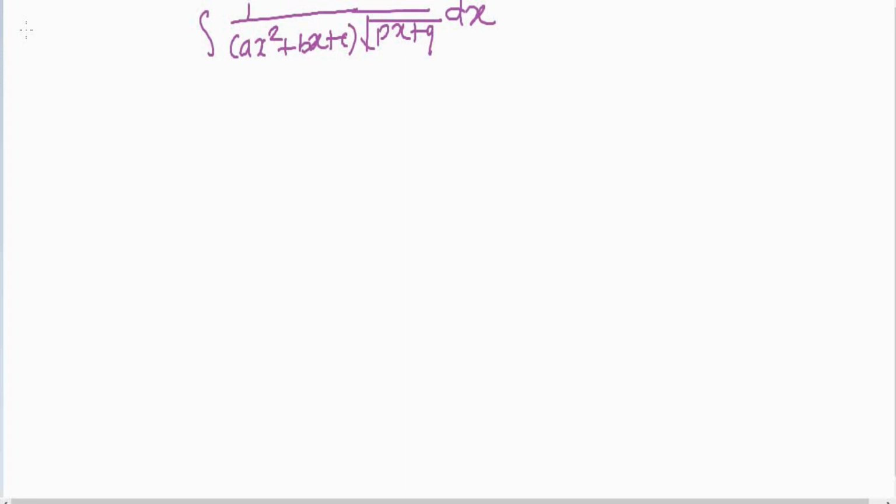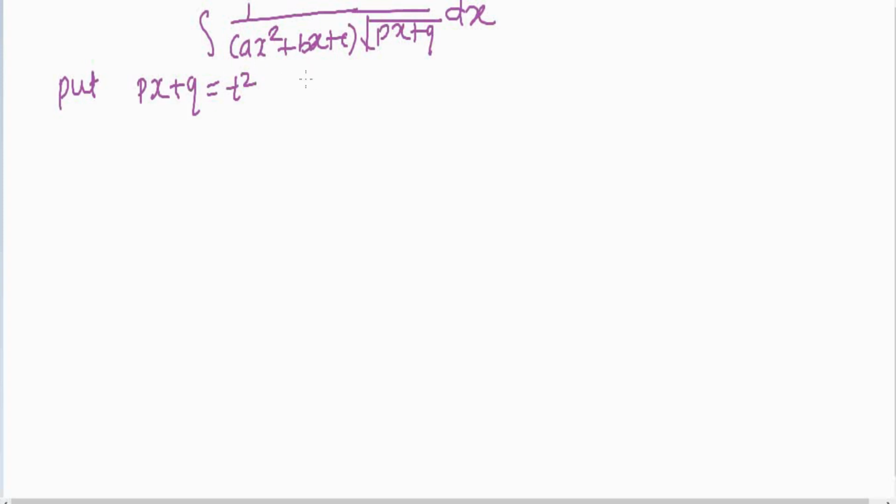In this video, we will discuss another type of integration of irrational algebraic functions, and it is of the type 1 divided by under root of ax square plus bx plus c into under root of px plus q. We need to substitute here in such a type of integration. We put the under root term px plus q equal to t square.